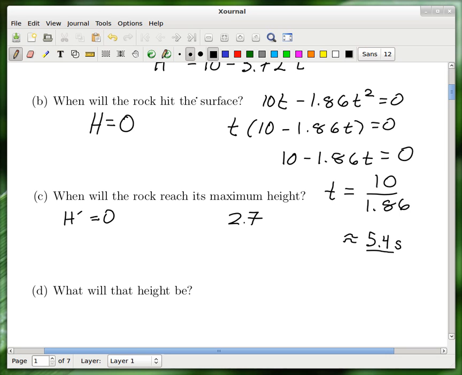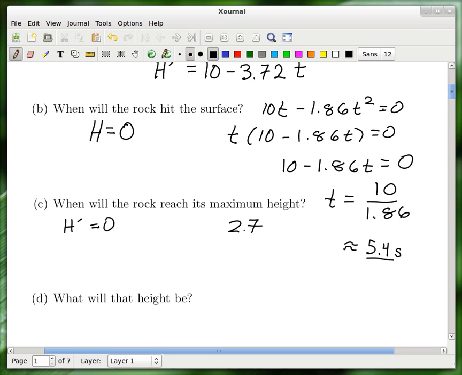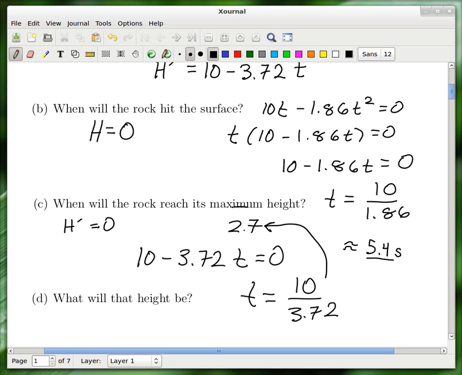So what is the derivative? I have it up here, you can barely see it. There's the derivative. h prime is equal to 10 minus 3.72t. So let's set that equal to 0 and solve for t, and it's not hard to see that t has got to be equal to 10 divided by 3.72. And as we already know, this is approximately 2.7. Another way to see that is that 10 over 1.86 is just twice this, because where did 3.72 come from? It came from doubling 1.86.